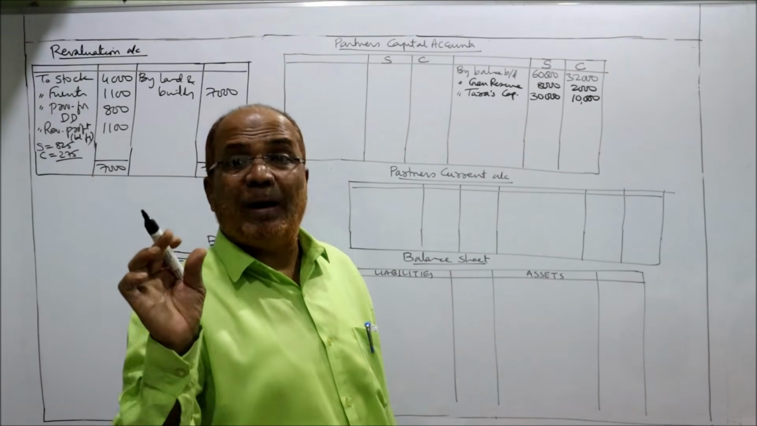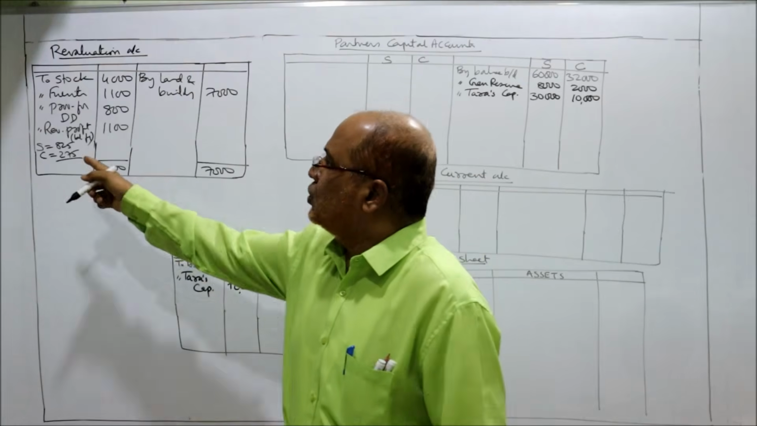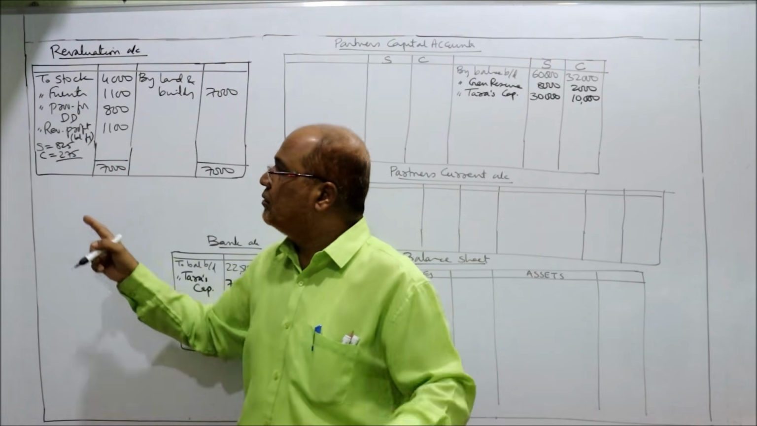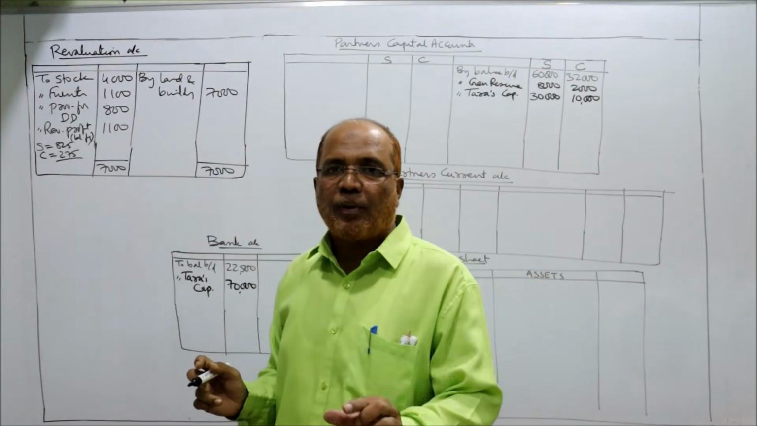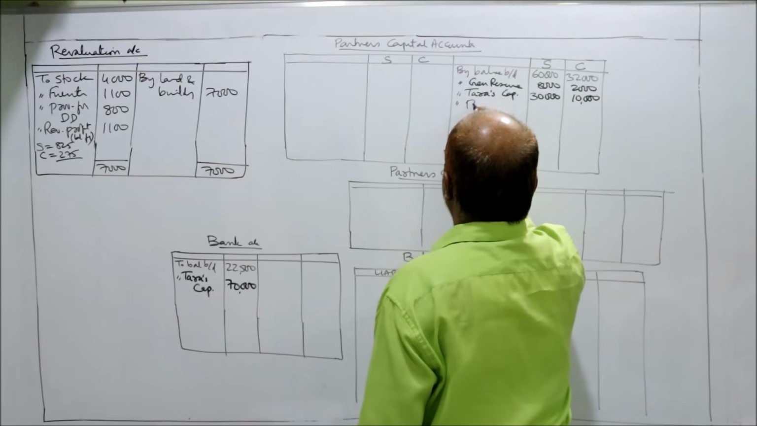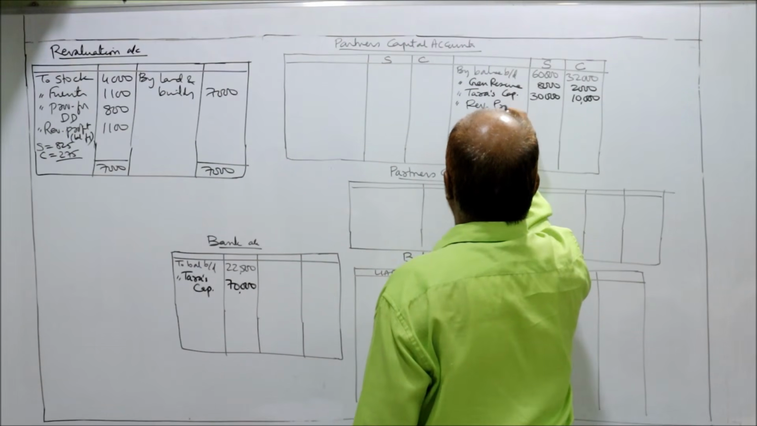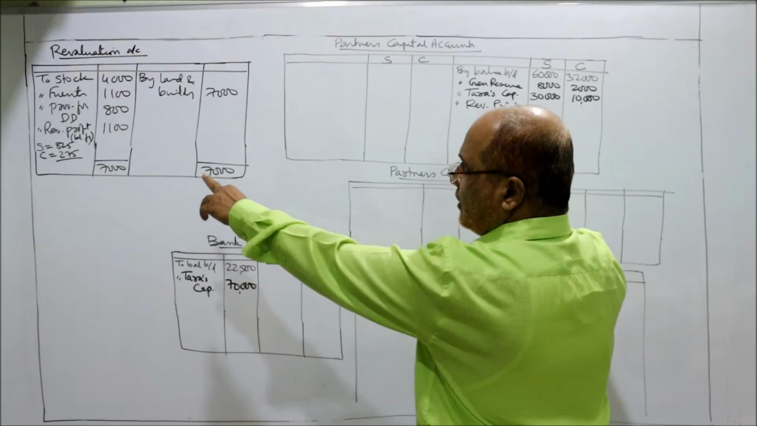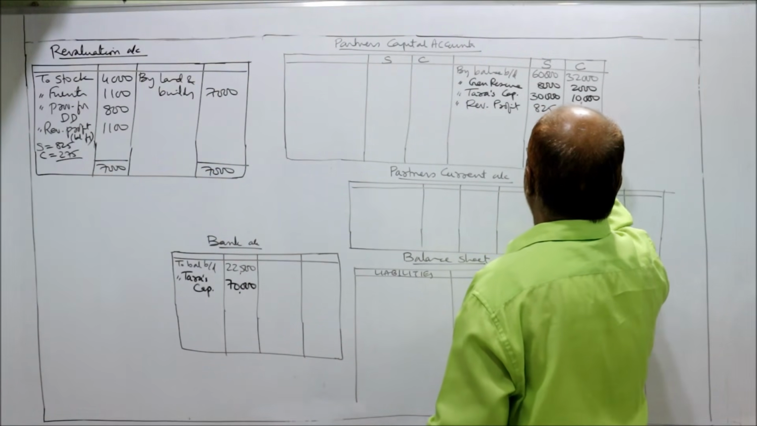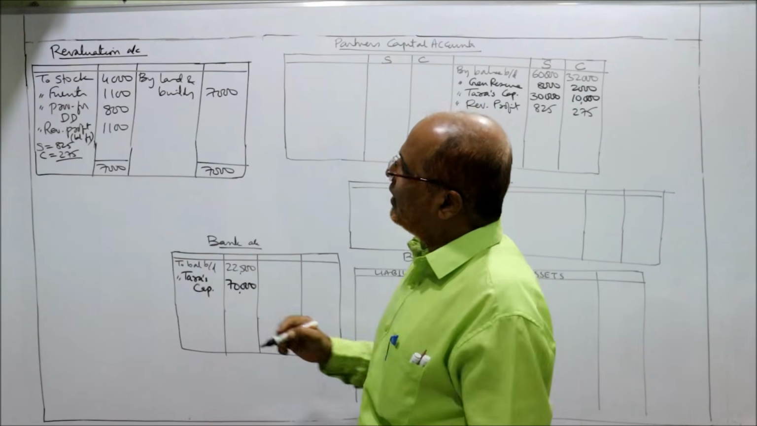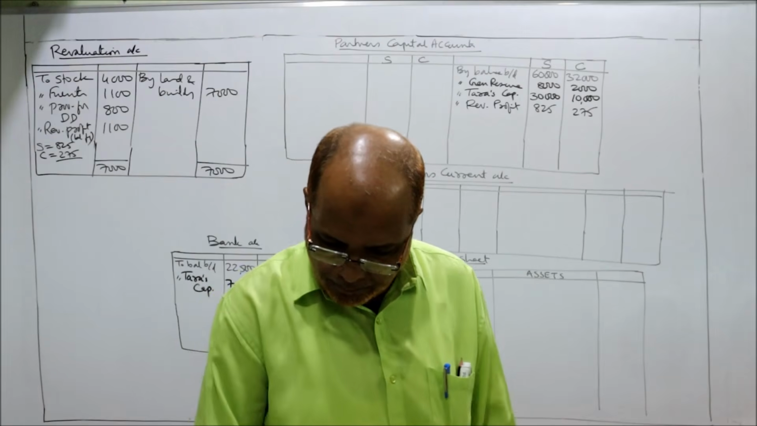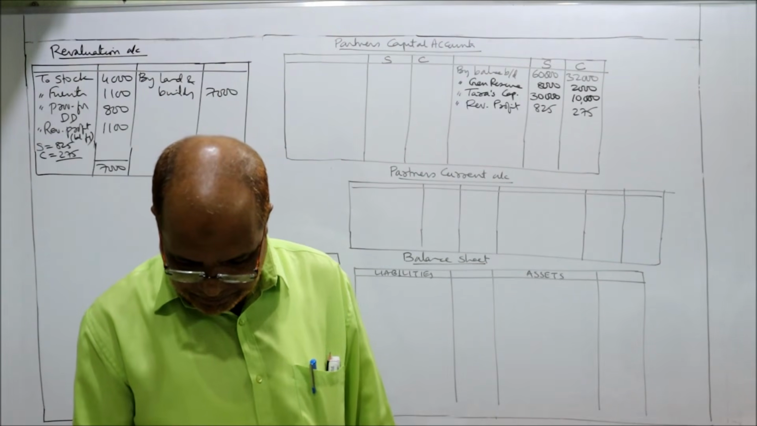1,100 into 3/4, that is Surya, 825. 1,100 into 1/4, 275 is the profit of Chandra. So we will credit Surya and Chandra by revaluation profit, 825 and 275. Revaluation account is closed. Now we have transferred the profit to Surya and Chandra.